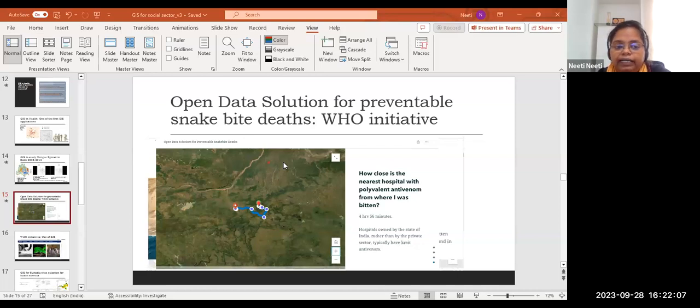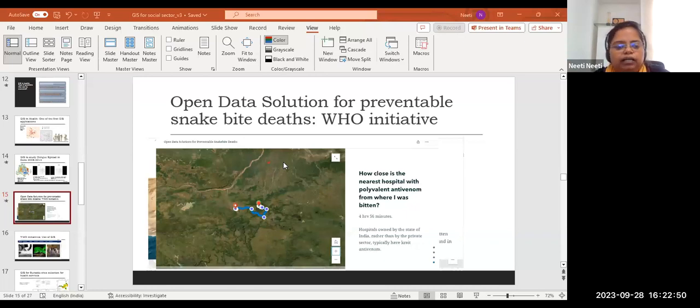Now, if we consider India, 50% of all the deaths which happen due to snake bite are in India. And 75% of those deaths happen outside hospital. So the idea is, how do we save lives? So the World Health Organization again used GIS to come up with a way. They mapped individual healthcare centers, as well as all the target population, and figured out the route. So they did the route analysis.